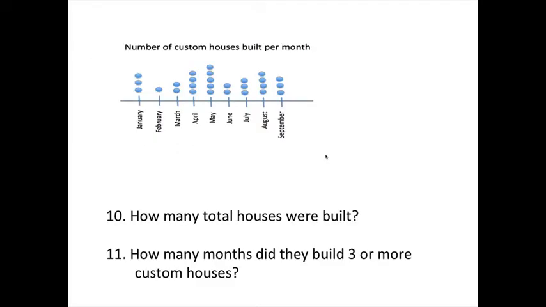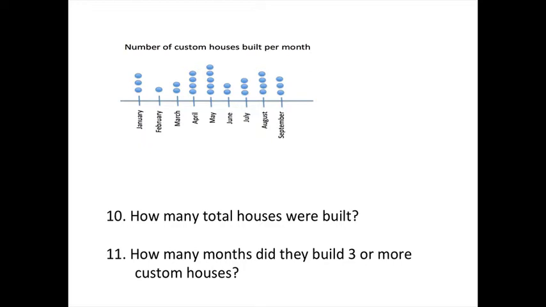Our next problem is asking us how many total houses were built using this dot plot. It says the number of houses built per month. So all we're going to do is add them up. There's 1, 2, 3, 4, 5, 6, 7, 8, 9, 10, 11, 12, 13, 14, 15, 16, 17, 18, 19, 20, 21, 22, 23, 24, 25, 26, 27. So the answer for number 10 is 27.